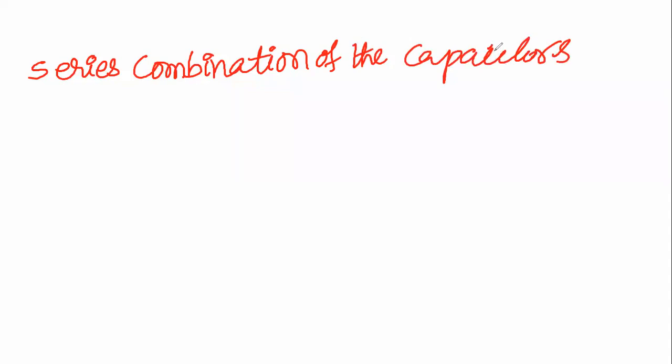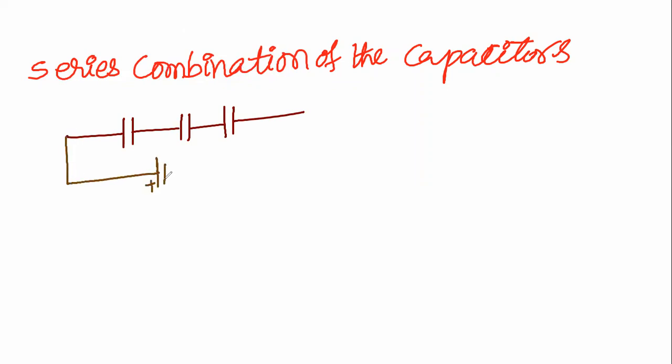Series combination of the capacitors. When 3 capacitors of capacitance C1, C2, C3 are connected to a battery with positive and negative terminals, this will be C1, C2, C3.